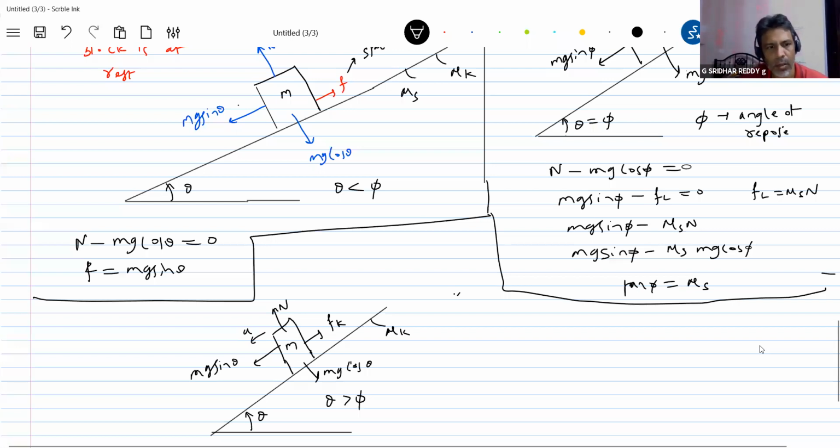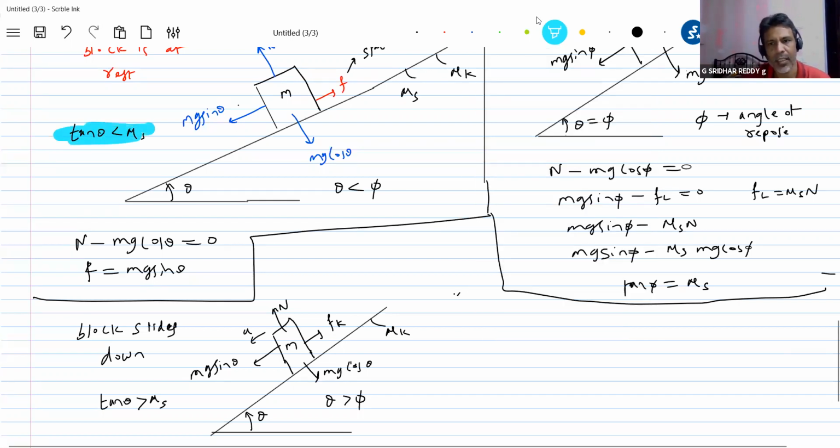So what is the state of the block? The block slides down. So what is the condition? Here tan theta is greater than mu s. Earlier, tan theta was less than mu s. So if a block is kept on a rough inclined plane, will it slide or not? It is determined by this particular condition: the relation between tan theta, the angle of inclination, and mu s, the coefficient of static friction.